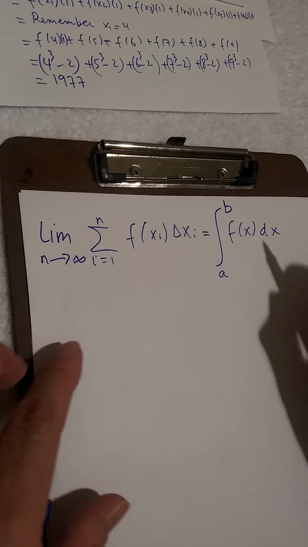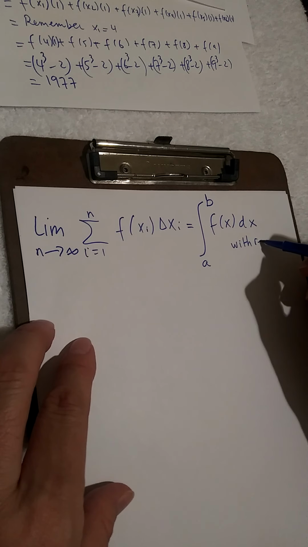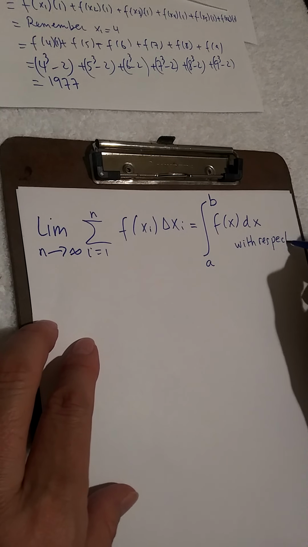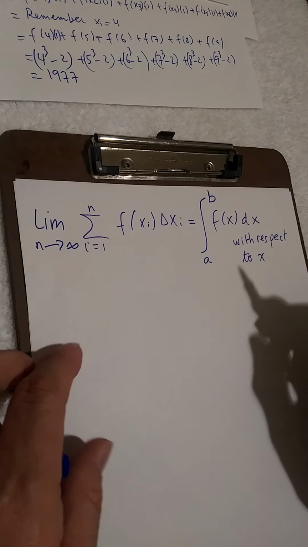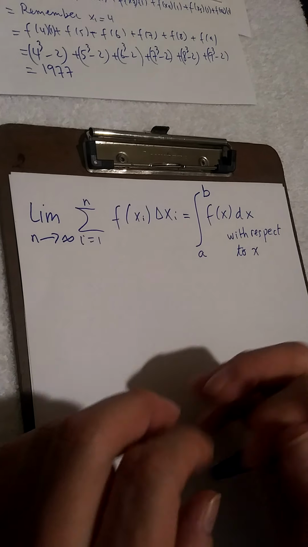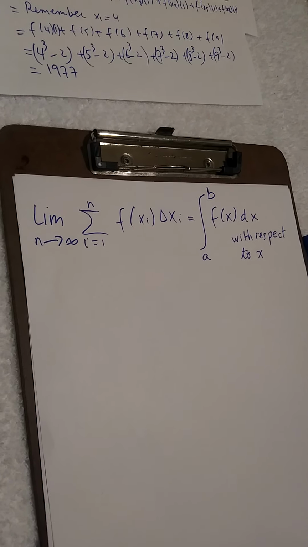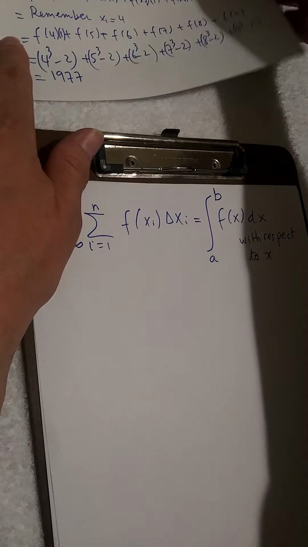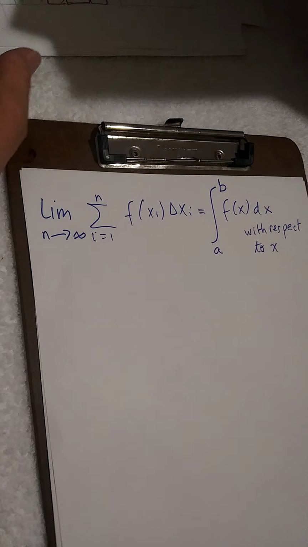Okay, and dx stands for with respect to x. So the more of these slices you take, the better the result is. But the best result is obtained when you take an infinite number of slices. Why? Because you're not going to leave any gaps in the graph. I'm going to get a graph to show the gaps.